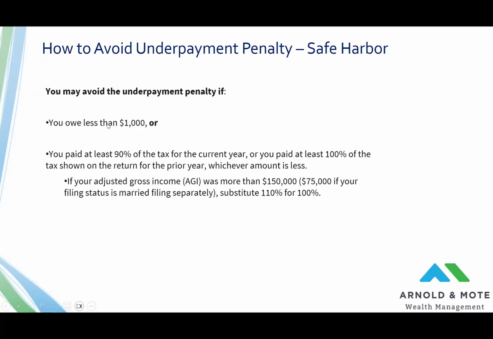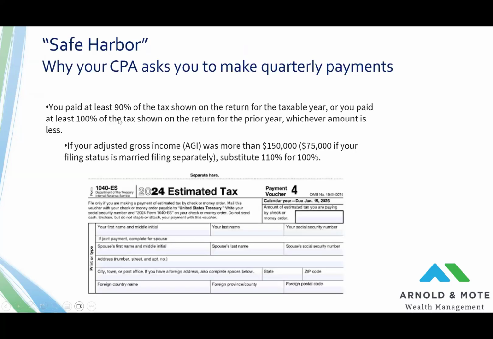And so the second rule here is what's known as safe harbor. Again, this is just that rule there: either 90% of the current year or 100% or 110% of the prior year. If you've paid that, you are meeting what's called safe harbor. And this is why your CPA likely asks you to make those estimated tax payments. They're getting you up to the safe harbor amount. What they're probably telling you to do is either 100% or 110% of that prior year tax bill. If you pay that regularly through estimated taxes, that can get you off the hook.